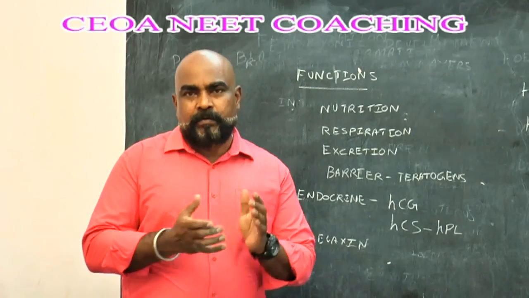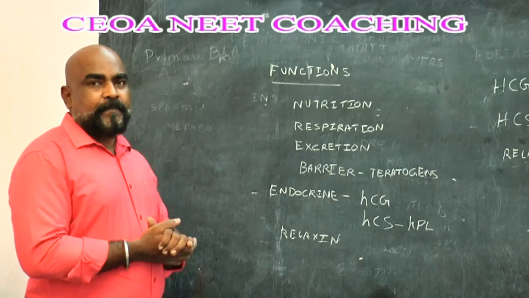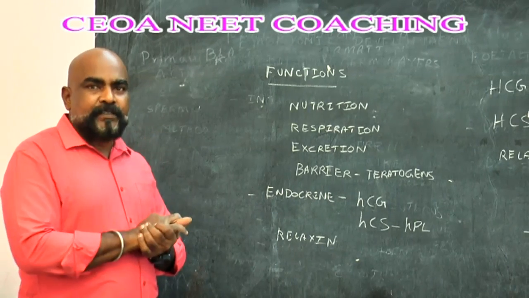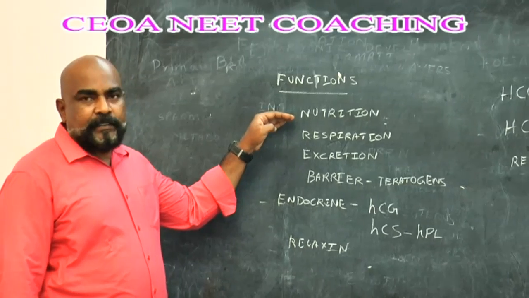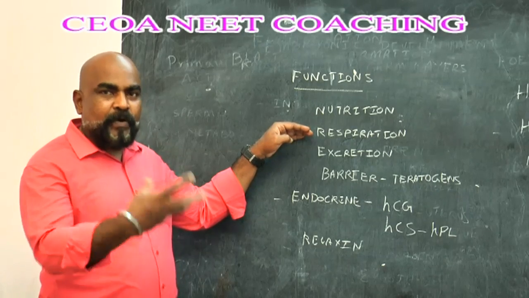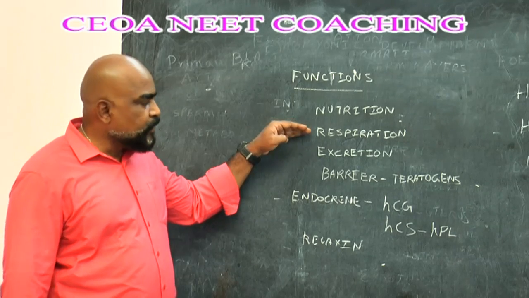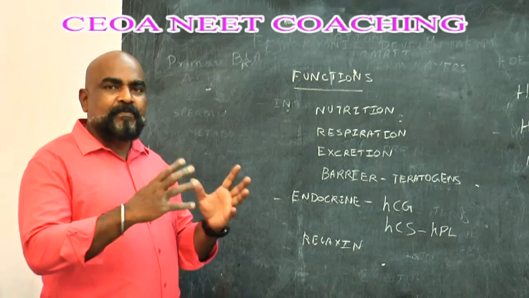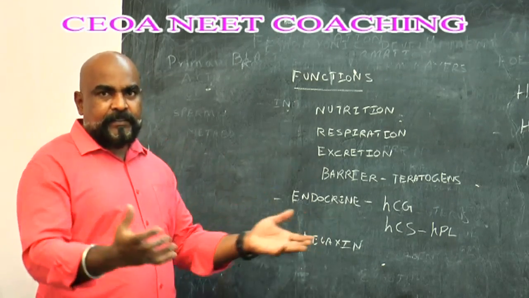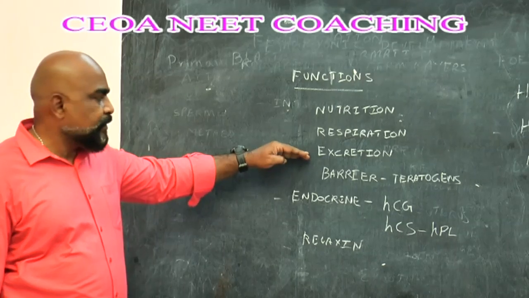The placenta plays a vital role in developing the embryo. Let us see the functions of the placenta. The embryo has to grow, and for that it has to be fed with nutrients. This nutrition is provided by the placenta. Apart from that, it also provides the fetus with gases like oxygen, so it helps in respiration. Moreover, some waste is formed within the fetal environment. These wastes are removed by the placenta, so it helps in excretion.